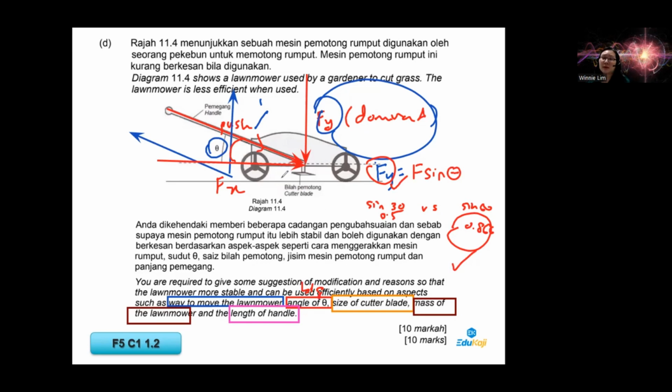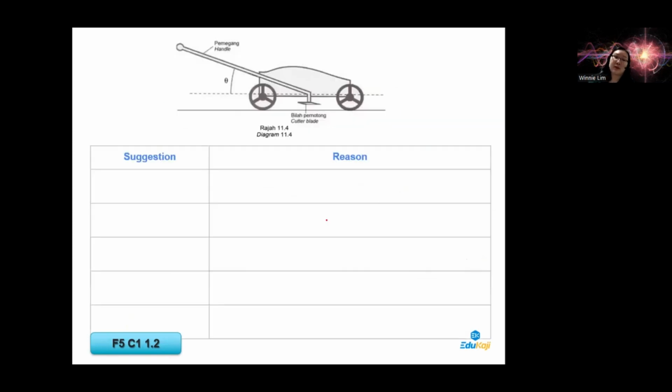Now, size of the cutter. Gardeners always cover a big area, right? You want to cut more grass, which makes sense, so the cutter should be big. Then mass of the lawn mower: you want it to be on the ground, so should it be heavier or lighter? Heavier, so again it should be bigger mass. And lastly, what should happen to the handle itself? The length of the handle is the idea of effort. So a longer handle is better, less effort needed.